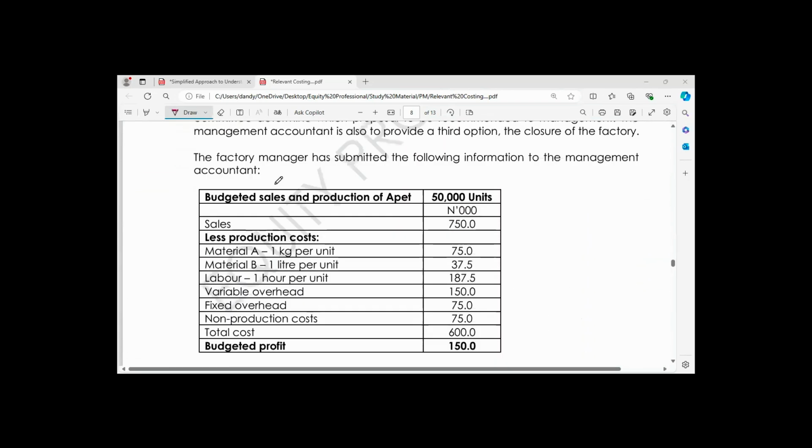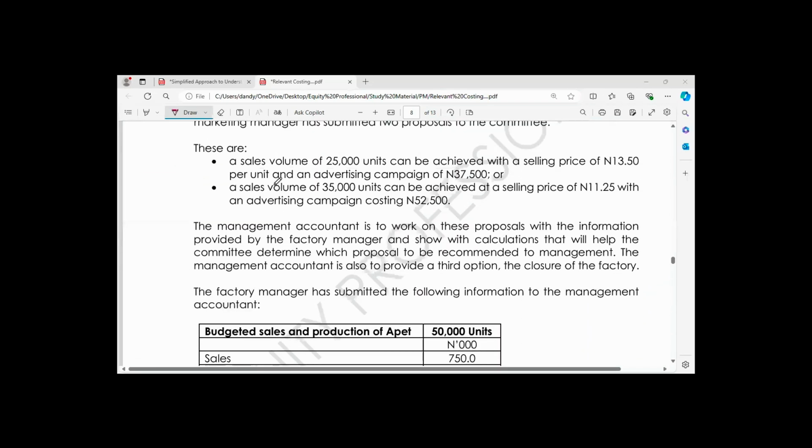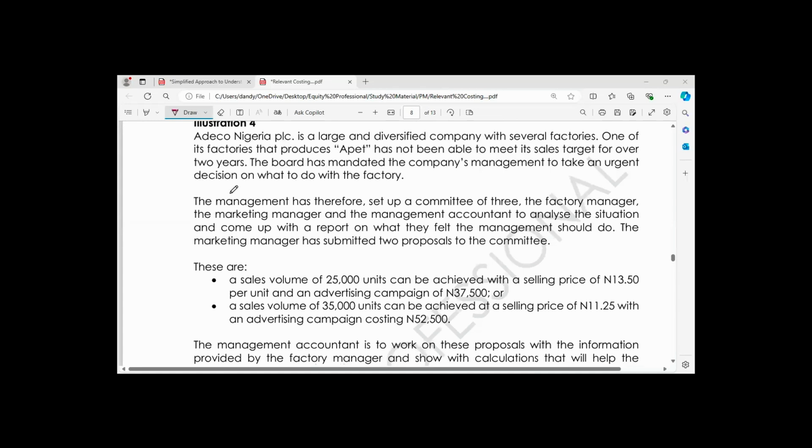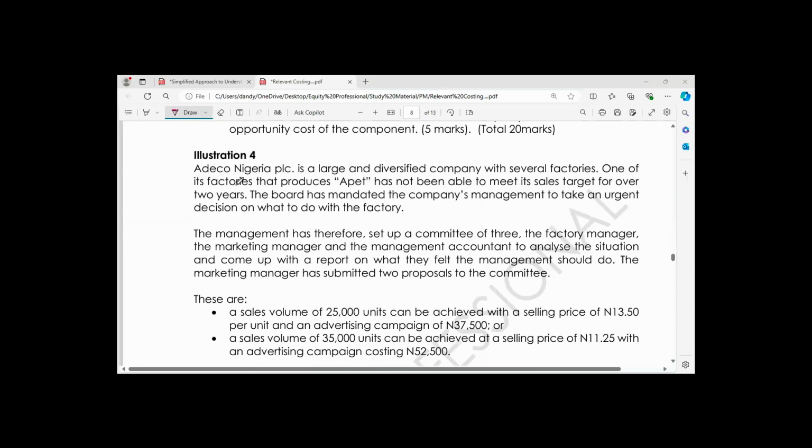Now, this particular question has been tested by ICAN twice. Initially, it was tested in November 2019. Then in November, December 2020, it was also tested. It was repeated. It's a different scenario, a little bit different from what we generally do under relevant costing. But let's go through the question together and see how we are going to solve it.